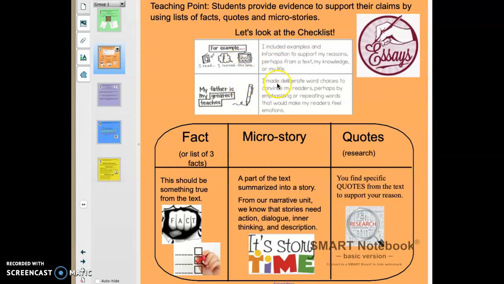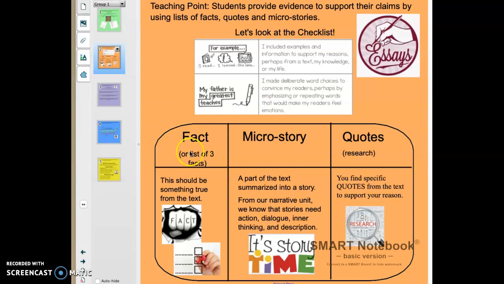Next it says, I made deliberate word choices to convince my readers, perhaps by emphasizing or repeating words that would make my readers feel emotions. So I know that I want to go in and use precise words to convince my reader that the debate side that I chose is the right one.